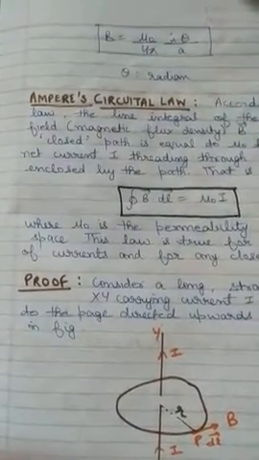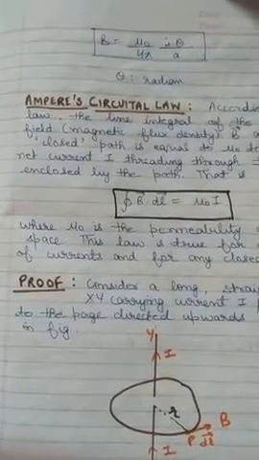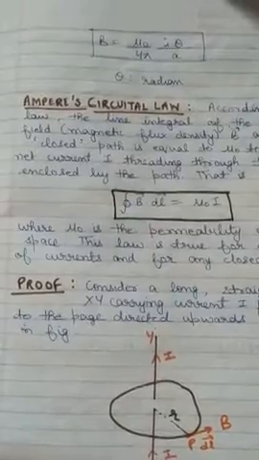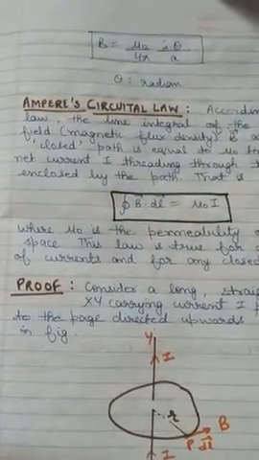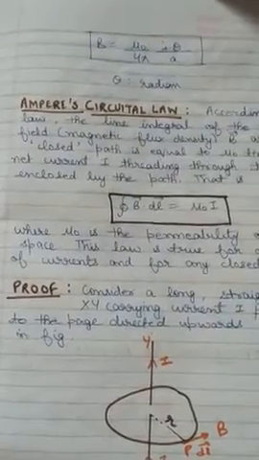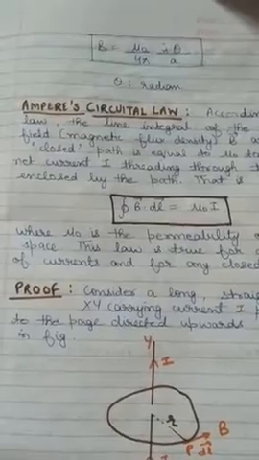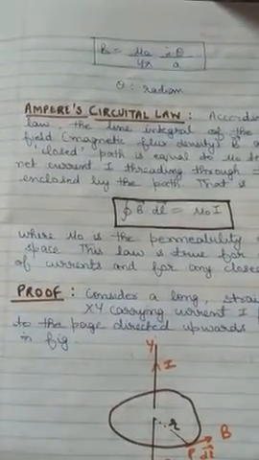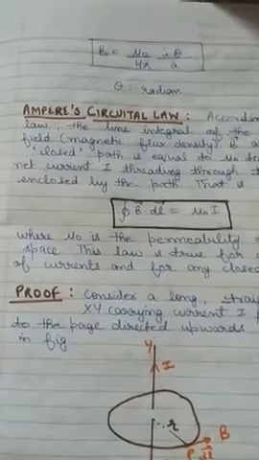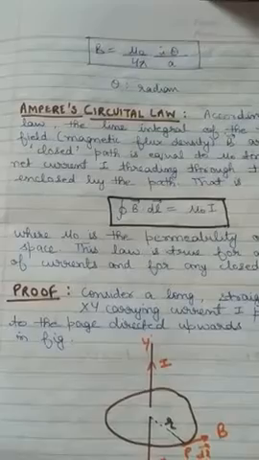Hello class 12 students. So continuing the previous lecture, today we will discuss Ampere's circuital law. Just like in electrostatics we have Gauss law to find the electric field, here we have Ampere's circuital law. Using that law we can find the magnetic field. This law is very important. We'll see the application of Ampere's circuital law, and using that we can very easily find the magnetic field.